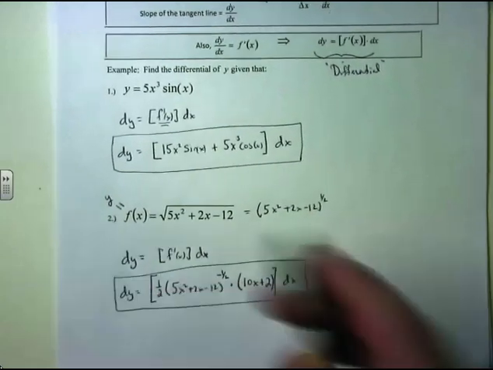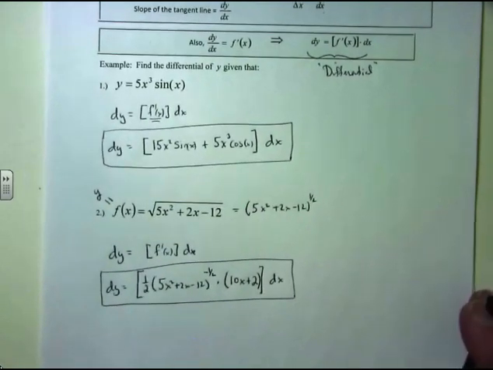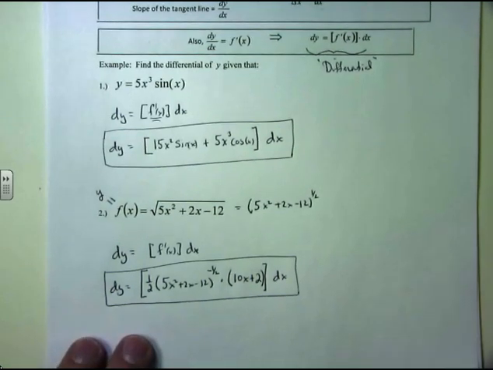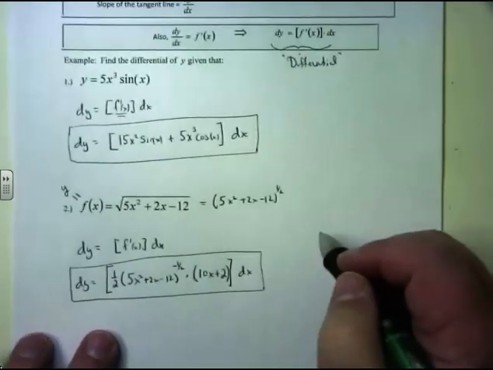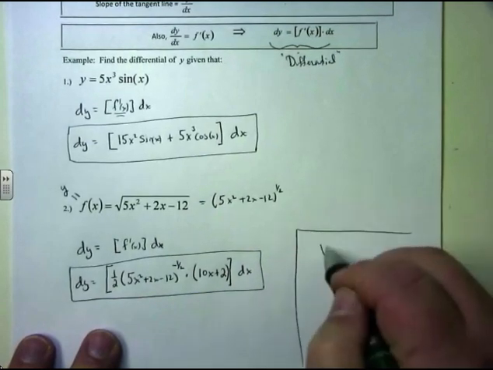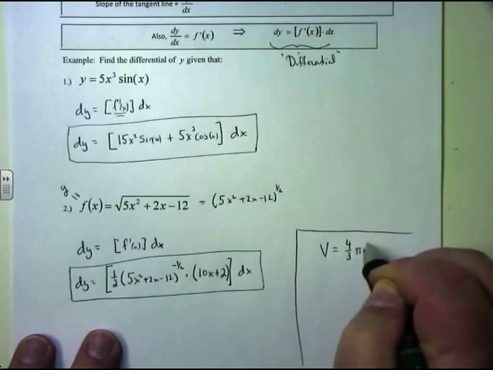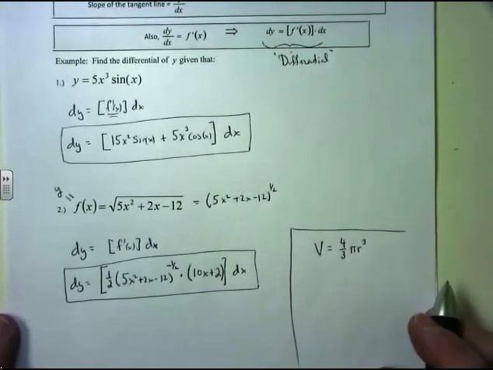But be careful. Let me give you an extra little side problem here. Let's say, for example, I gave you volume equals 4/3 pi r cubed, just to be familiar with this notation.